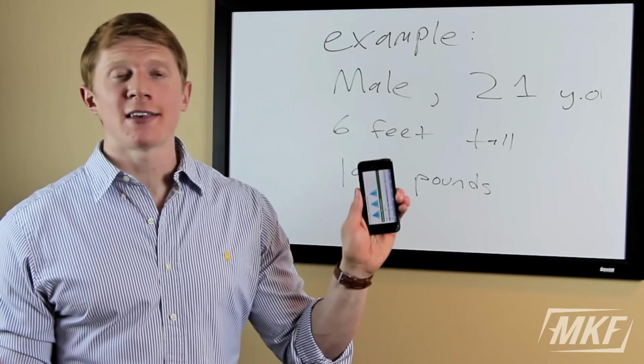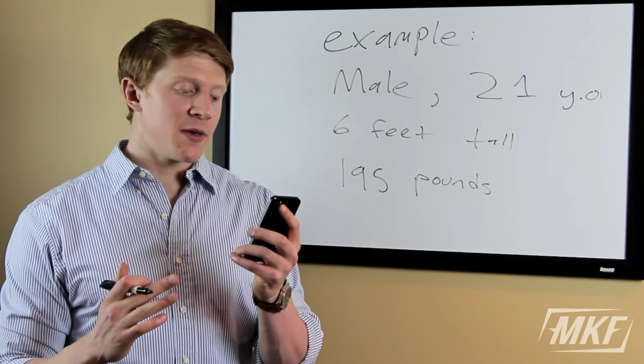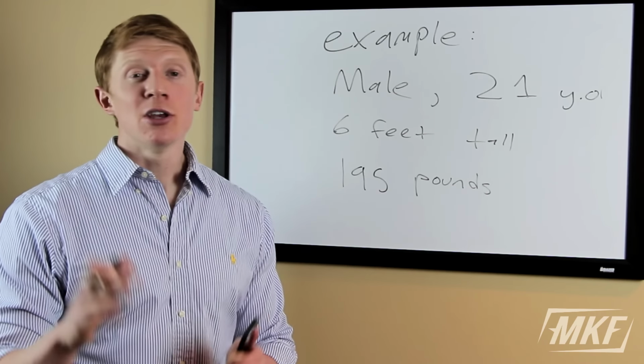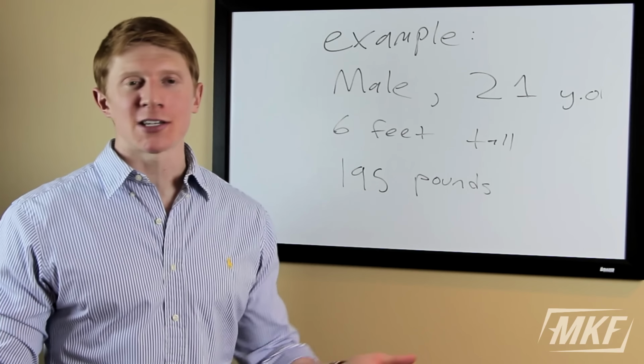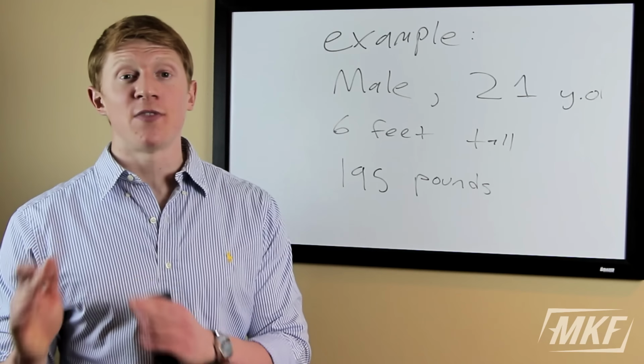And I've already done that right here on my iPhone. I use the example person, and what we get is a BMR of 2,052 calories, but you can round it down or up, it doesn't really matter. So for this example, let's just say 2,050 calories.